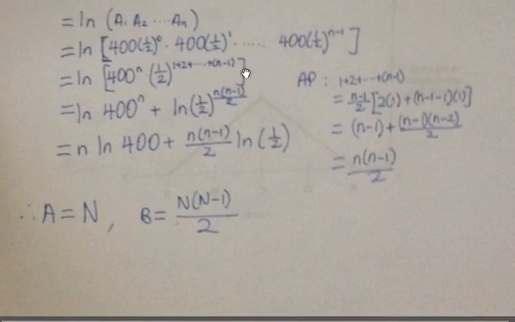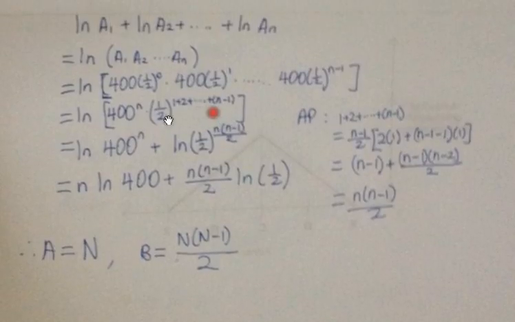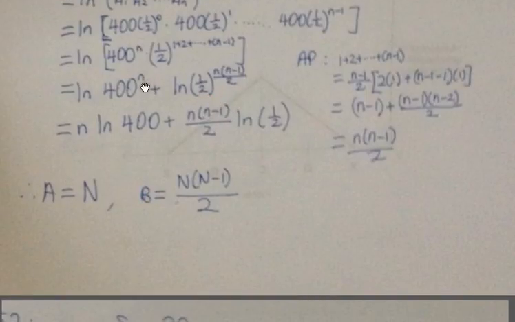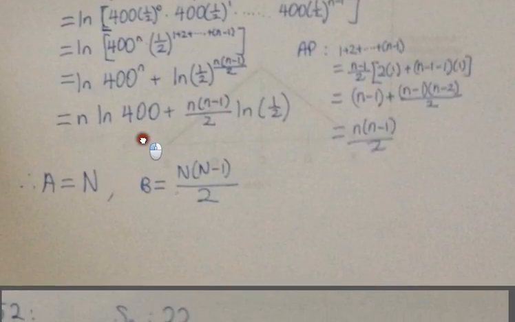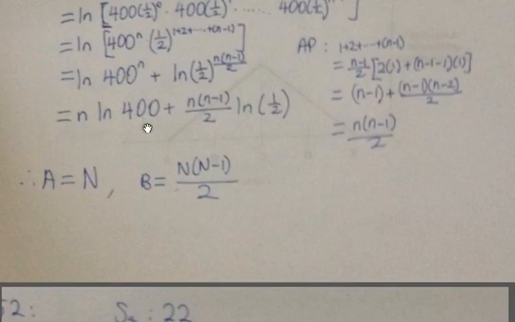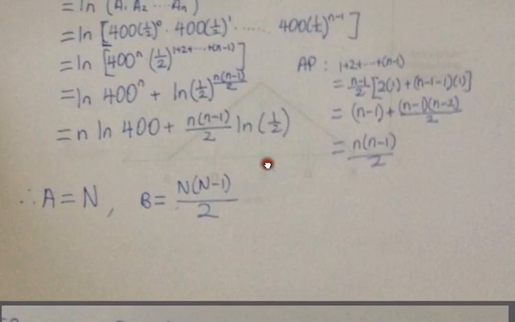So putting this back into the power and opening up the brackets, we get ln of 400 to the power of n plus ln of half to the power of n times n minus 1 over 2, bringing the powers down using the laws of logarithms. We get n ln 400 plus n times n minus 1 over 2 times ln half. So correspondingly, the value of a is n, and the value of b is n times n minus 1 over 2. Thank you.